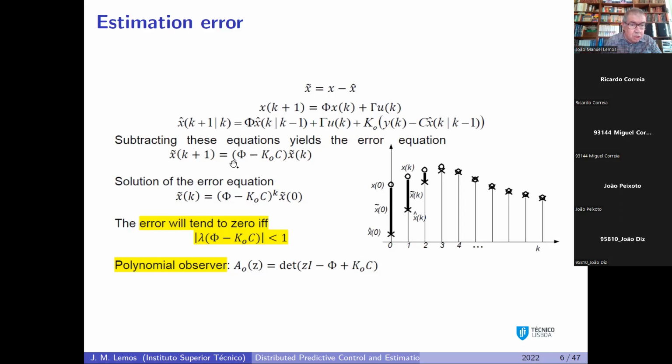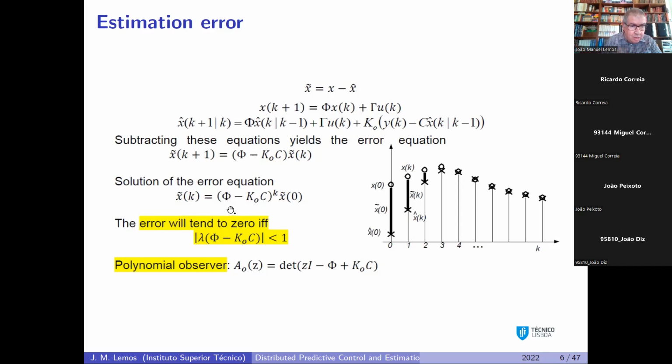Now, what is the solution of this equation? Just iterate it. Whenever a time sample passes, you just multiply by phi minus KOC. So in general, when you consider that K steps have passed after the initial time 0, you just have the K's power of phi minus KOC. Okay? And what you want is that this goes to 0.